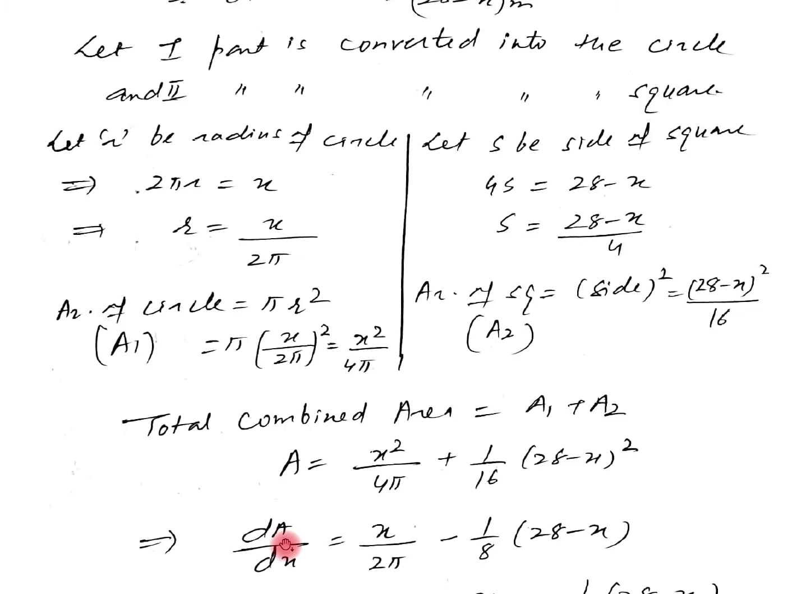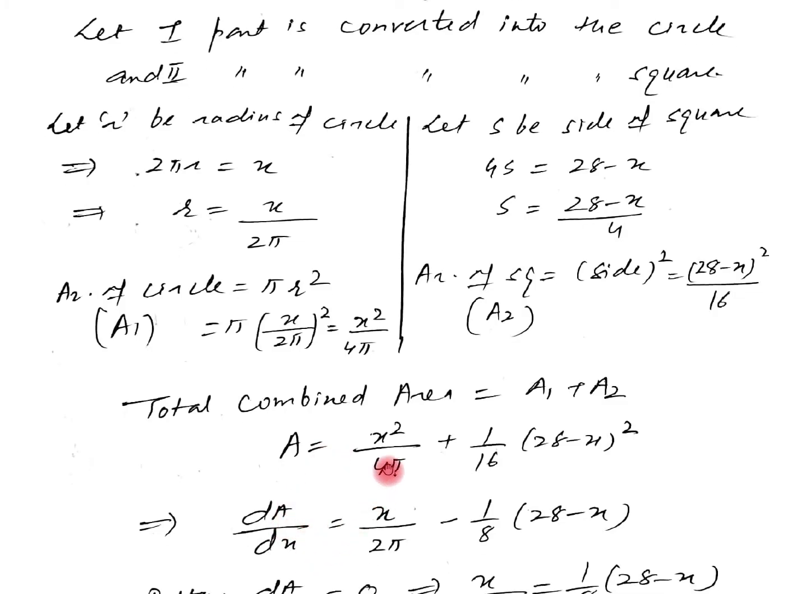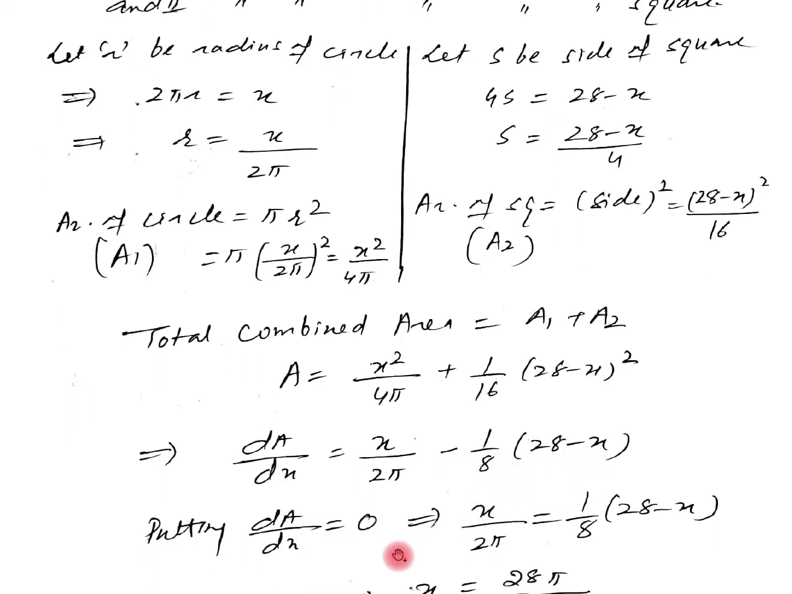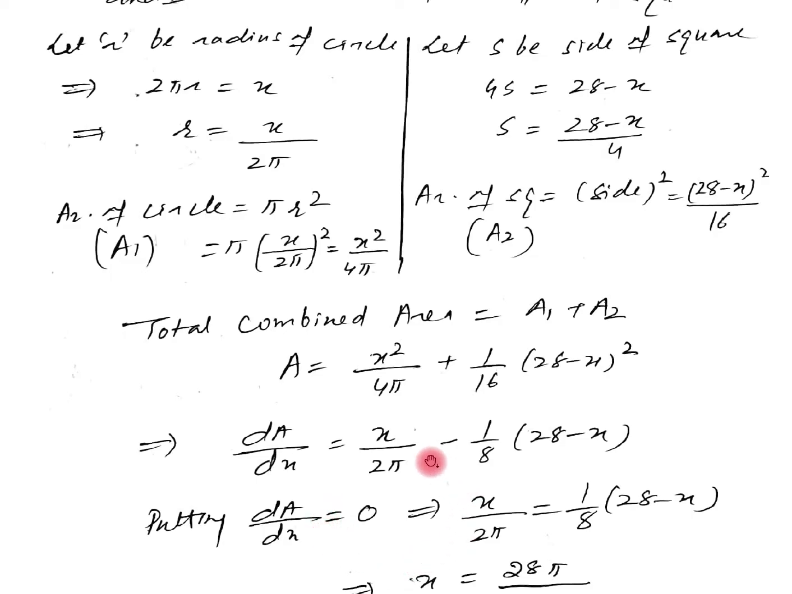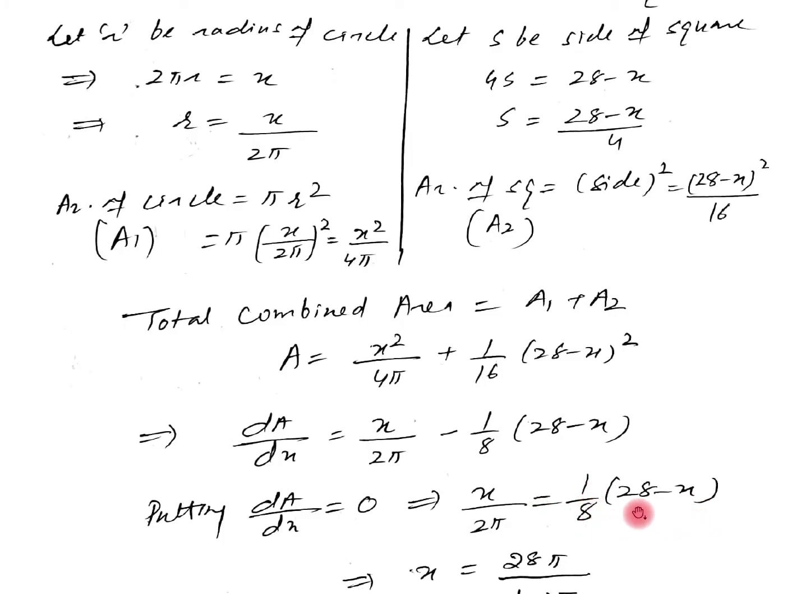Then finding dA upon dx, it will be 2x upon 4 pi, which becomes x upon 2 pi, minus 1 by 16 as it is, the derivative of this is 2 into (28 minus x) into the derivative of this, 0 minus 1. So it becomes x upon 2 pi minus 1 upon 8 into (28 minus x). Then putting dA upon dx equal to 0, we are getting x upon 2 pi equal to 1 upon 8 into (28 minus x). Now we have to find the value of x.